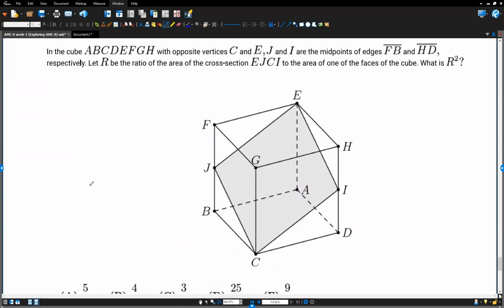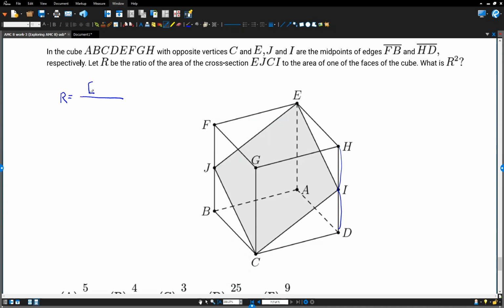24, what is it? We have a cube, yeah? Cube with all sides equal. Okay, this is a midpoint. This is a midpoint. And R is the ratio of the area of the cross sections, okay? EFG inside of here, okay? So we're gonna find the ratio.